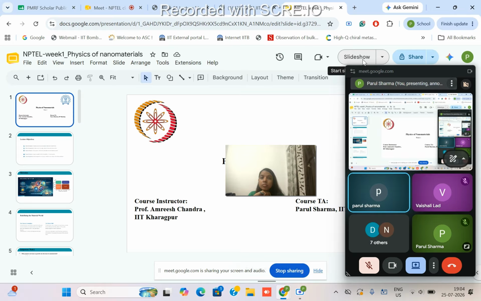So these nanocrystalline and nanocomposite materials exhibit high hardness. For example, nano diamond tips and titanium nitride nanoparticles.